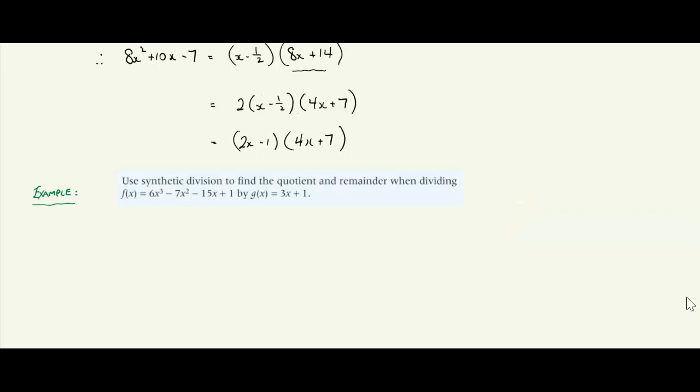Okay, use synthetic division to find the quotient and remainder when dividing this polynomial by 3x plus 1. We've just done an example. I'd encourage you now to pause and do this example, and then come back and compare against mine. Okay, so my 0 needs to be identified, and my 0 here is negative 1/3. So that's going to feature just here.